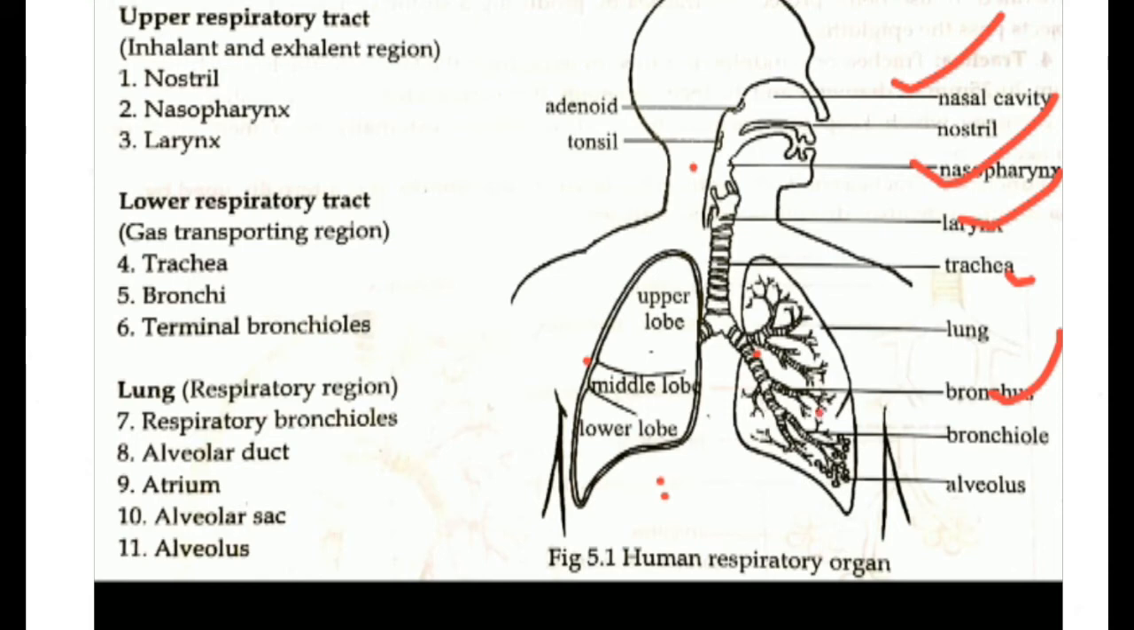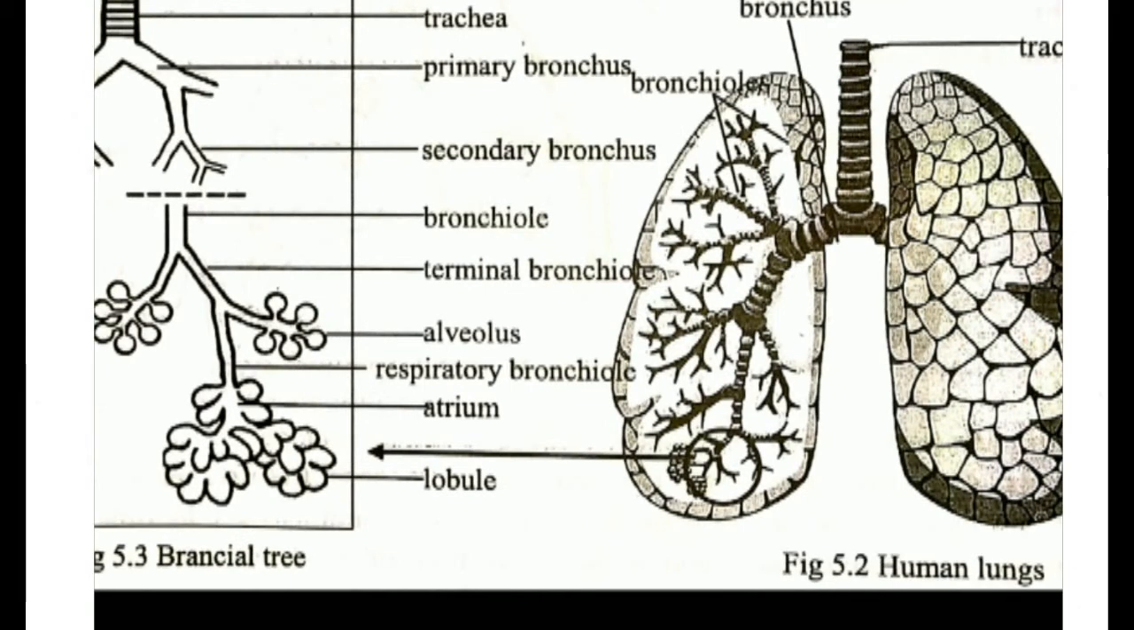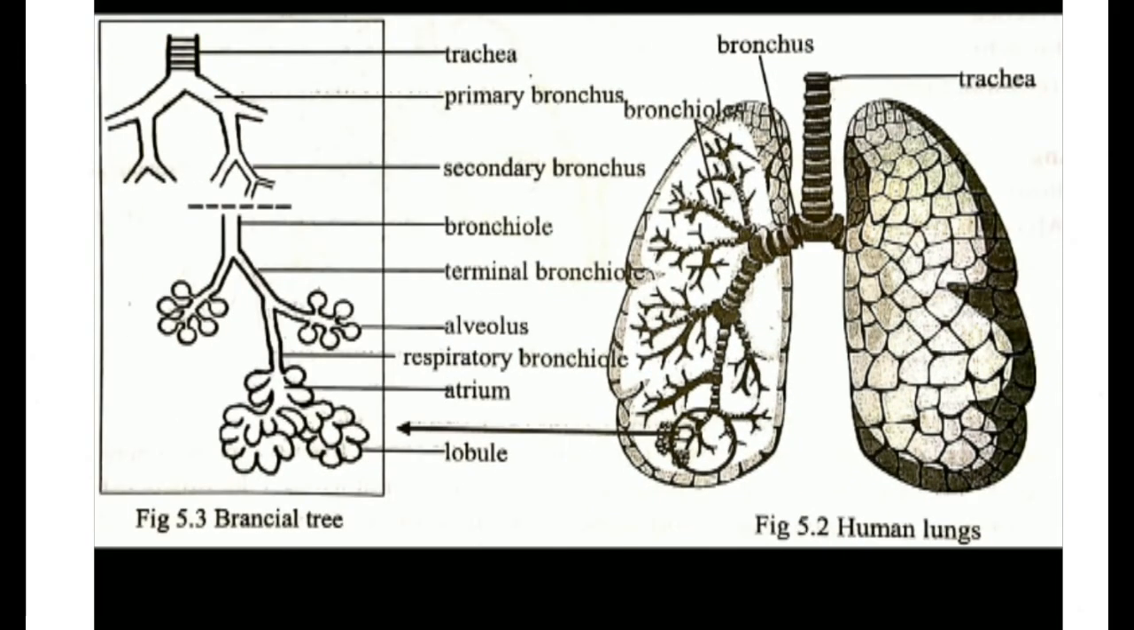So now I am going to describe the most important part, the alveolus. Okay, this is the bronchial tree. Alveoli are the functional and structural unit of the lung that permit gas exchange between the air in the lung and the blood in the capillaries of the lungs.